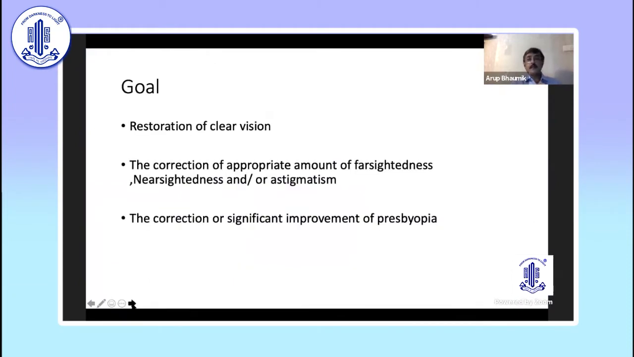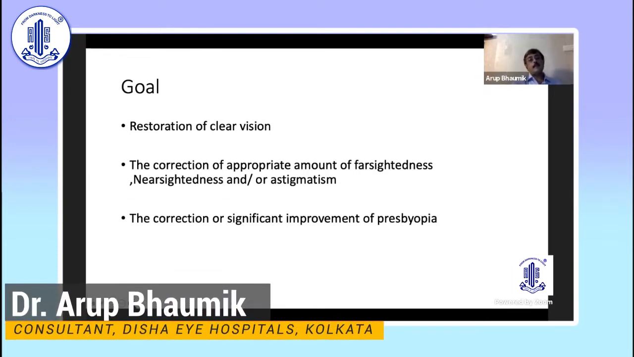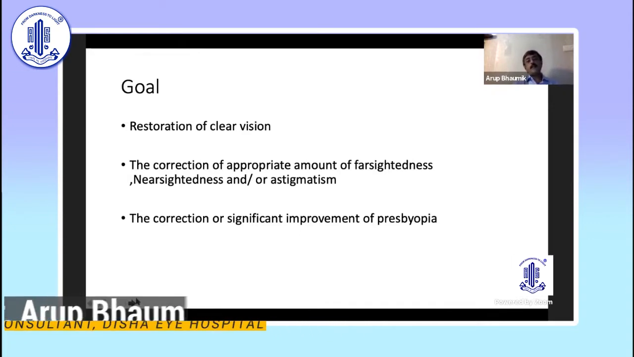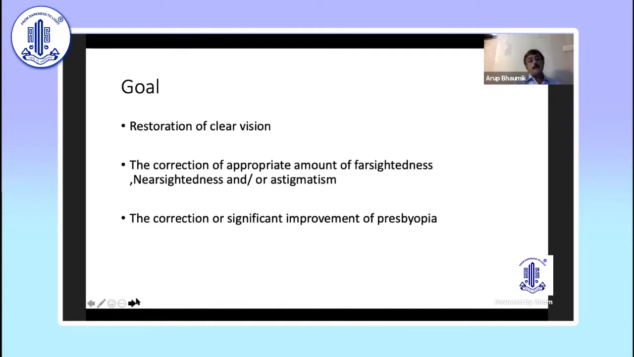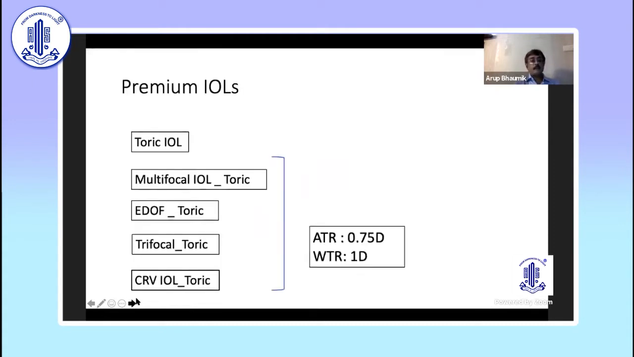The goal of cataract surgery is basically restoration of clear vision. But the goal of premium IOL implantation is not only the restoration of clear vision, but also the correction or significant improvement of presbyopia, and correction of nearsightedness and of astigmatism. These are considered premium IOL, but it definitely varies from doctor to doctor and patient to patient. Some say all surgeries are premium and all lenses are premium. But these are the commonly talked about premium IOLs.